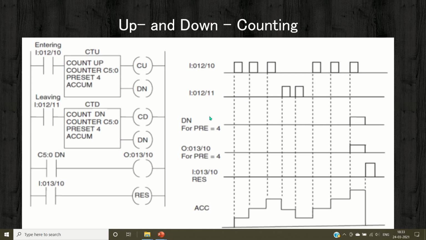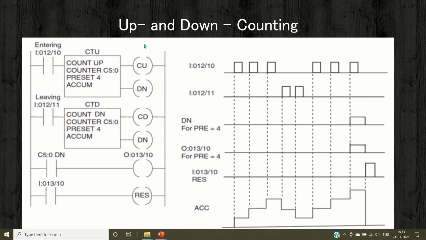So under those circumstances, you can use either the Siemens up down counter or you can use the up counter and down counter separately, because it may so happen that your PLC does not have the up down counter facility associated with it.